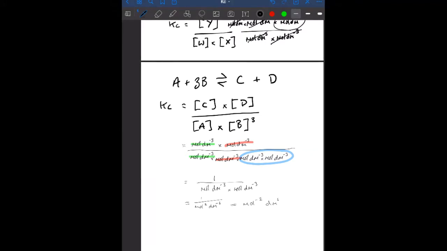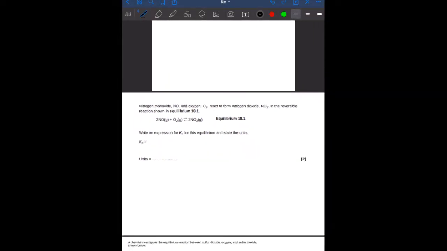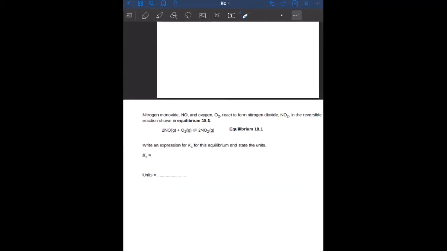So the only way we can really do that is to find an exam question. There we go. Got a nice little exam question, which looks at Kc and units. We've got a reaction that we can work with. So nitrogen monoxide and oxygen react to form nitrogen dioxide in a reversible reaction. We get given it here. Write the expression for Kc for this reaction and state the units. So a couple of things we're going to want to do. I'm going to just highlight it up in different colors so that it's easy for us to visualize.